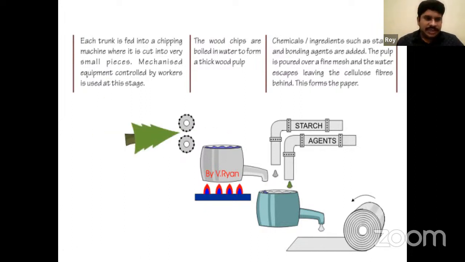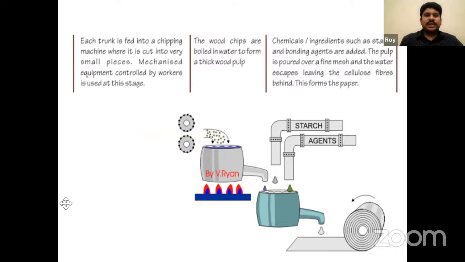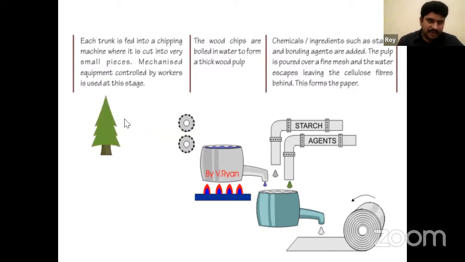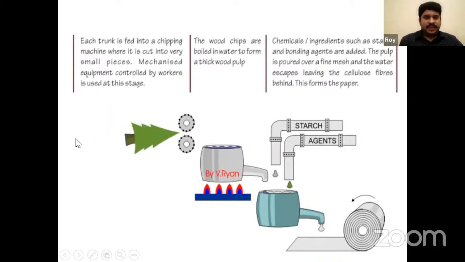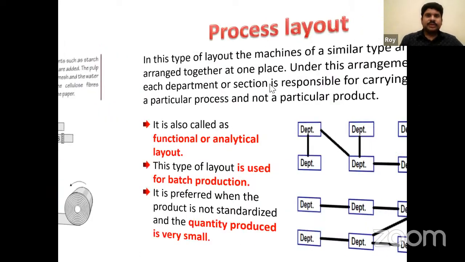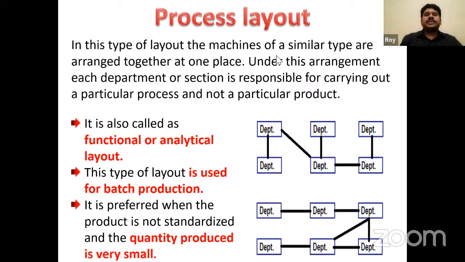And now, is it not the best example for product layout? What is happening? The output of the previous process is the input for the next process. Okay, right. Let's go into another thing. Process layout. This is another. What is the first one?